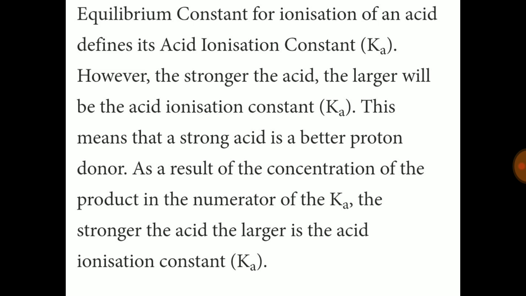This means that a strong acid is a better proton donor. A strong acid is a better proton donor. That is, a strong acid can produce more protons. As a result, the stronger the acid, the larger is the acid ionization constant.